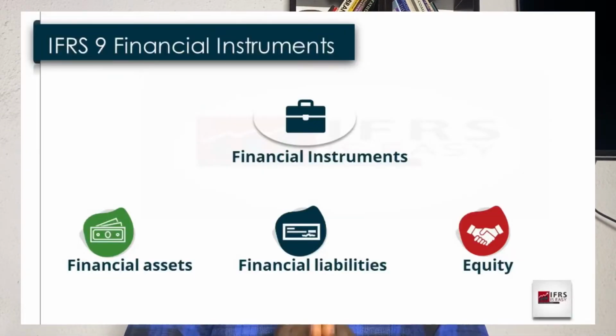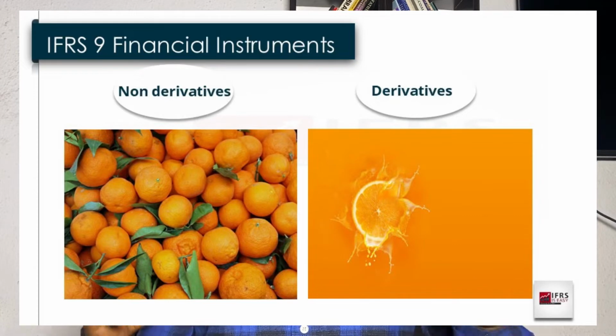So we mentioned in the previous class that financial instruments are broken down into three. We have financial assets, we have financial liabilities, and we have equity. And if you remember this picture very well, this was what we used in explaining what derivatives are, when we mentioned that the oranges are the normal transactions, while the juice is the extraction from those transactions that gave rise to the derivatives that we have.